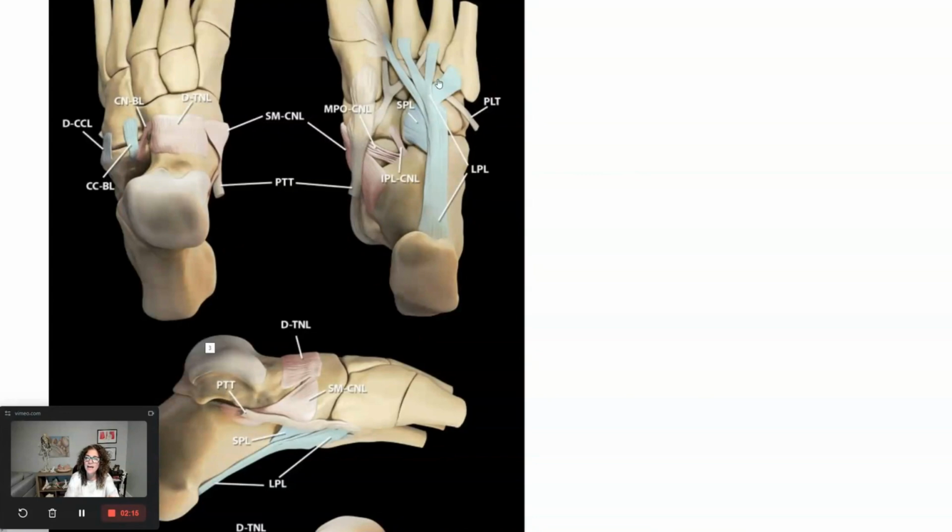And then it's going to act similar to the way the posterior tibial tendon attaches to the plantar bases of the metatarsals. So does the long plantar ligament. It's a very strong ligament, basically spanning second, third, and fourth metatarsal bases.